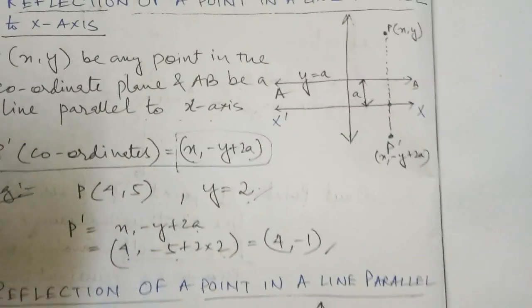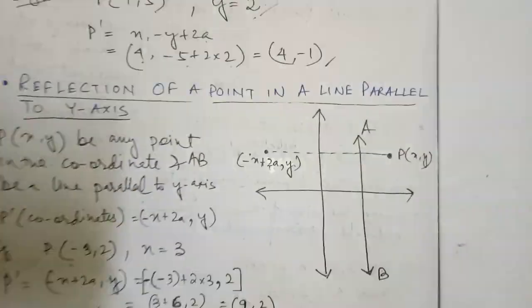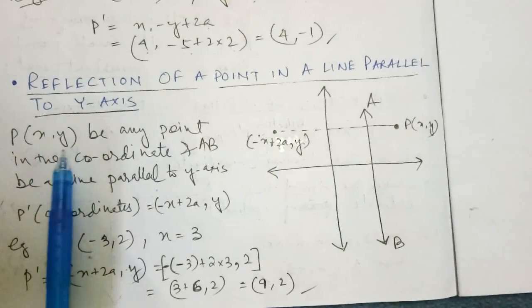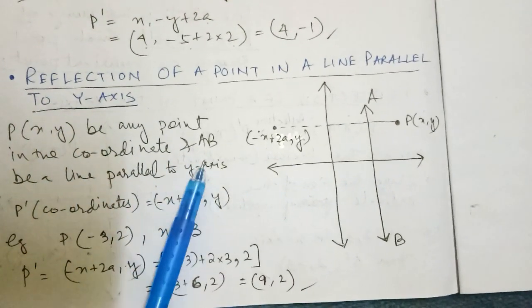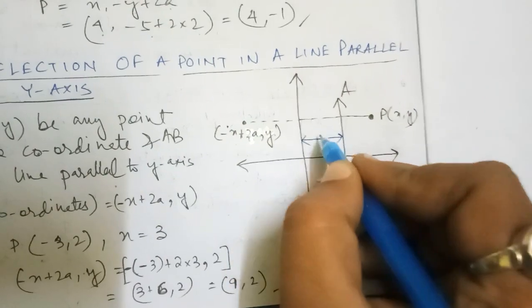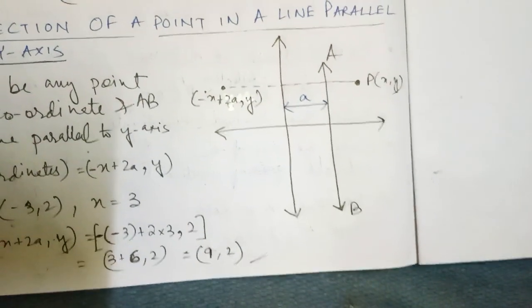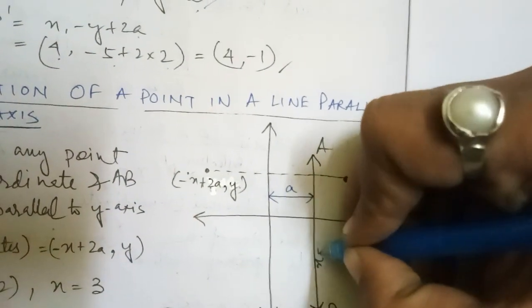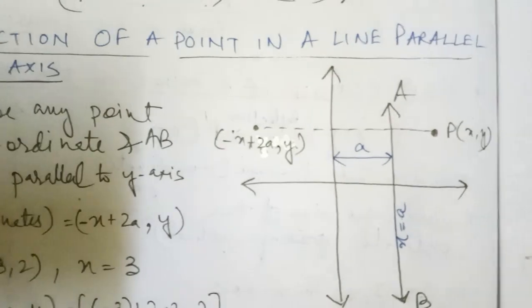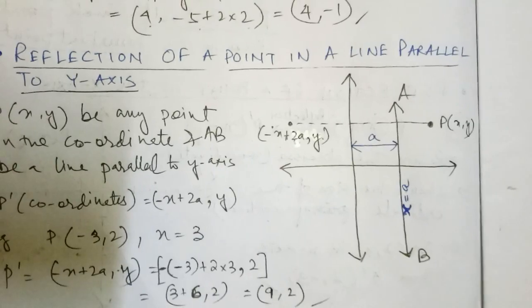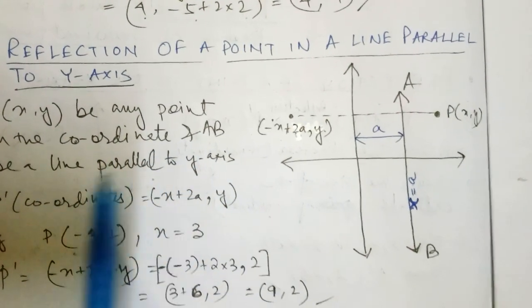Now the same thing we come across with the line parallel to the y-axis. Reflection of a point in a line parallel to the y-axis: P is given as x comma y, any point in the coordinates. Suppose now, particularly here, this part, a is given, and the x value is given. X will be equal to a.